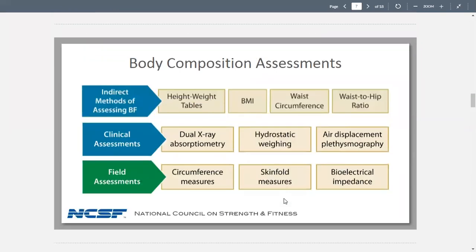Body composition assessments. There are indirect methods of assessing body fat. You can do height-weight tables like BMI, waist circumference, which we've talked about, and waist-to-hip ratio, which we've also talked about. Clinical assessments include dual-energy x-ray absorptiometry, hydrostatic weighing, air displacement plethysmography. Field assessments include circumference measures, skinfold measures, and bioelectrical impedance.